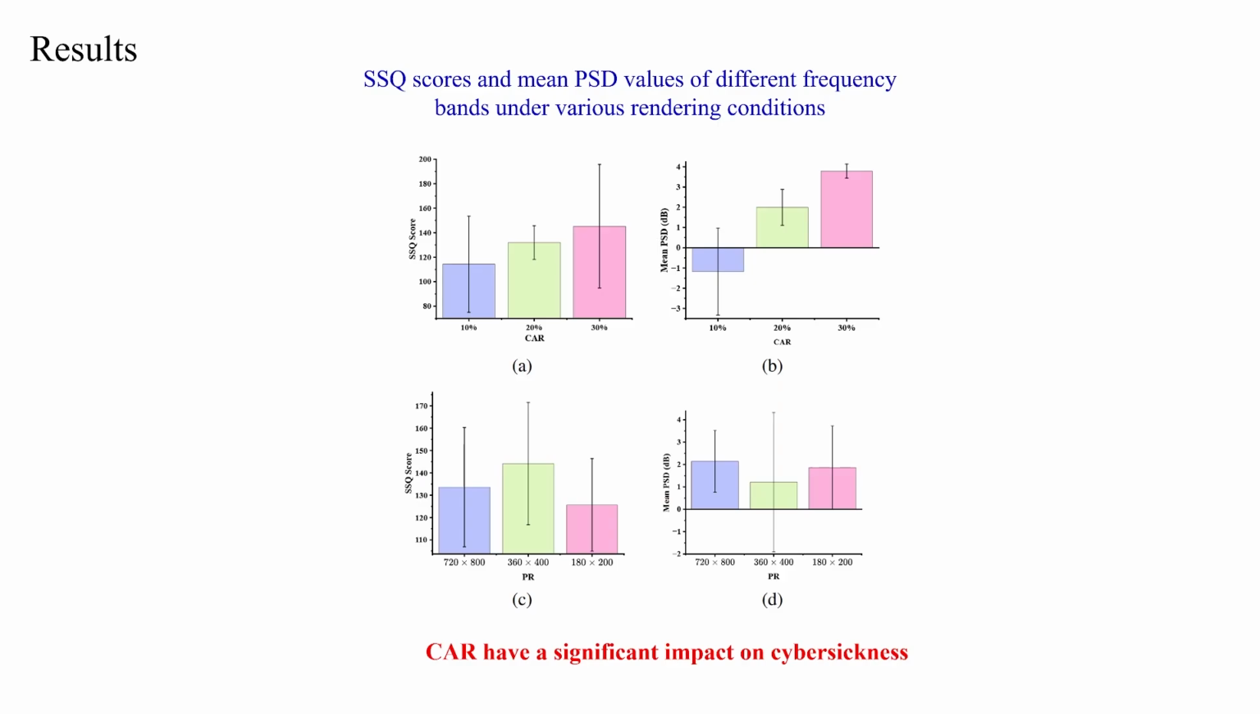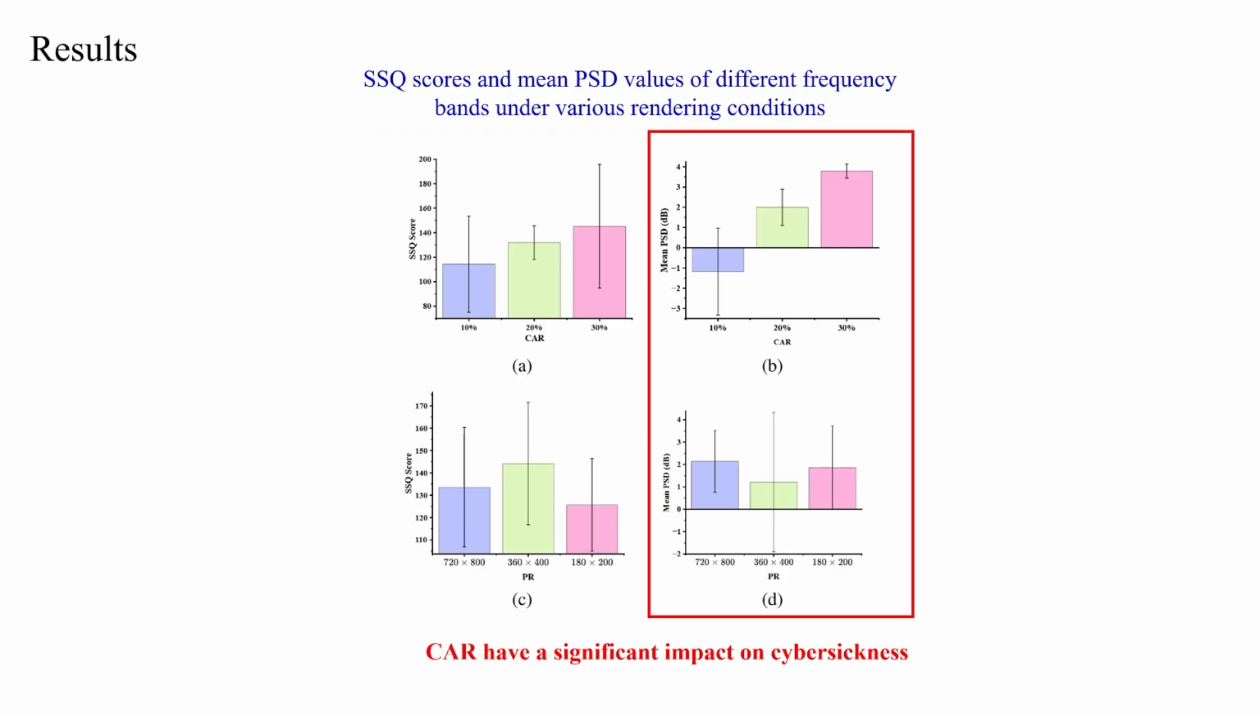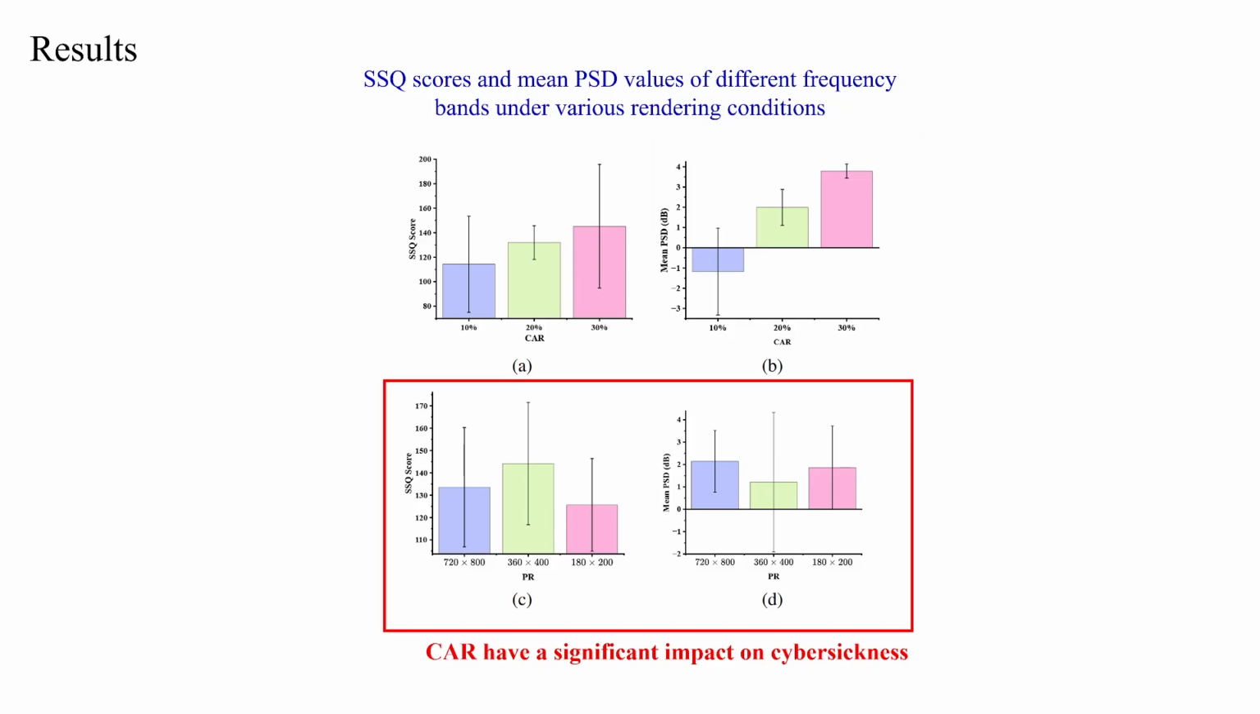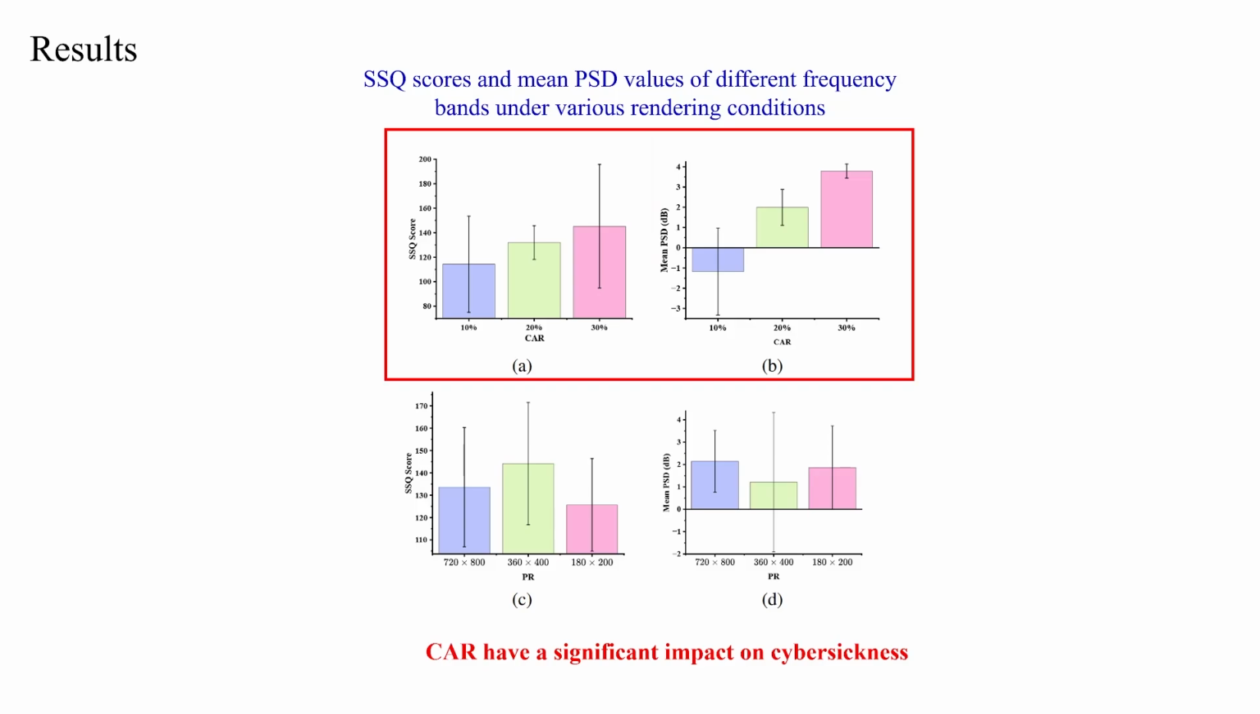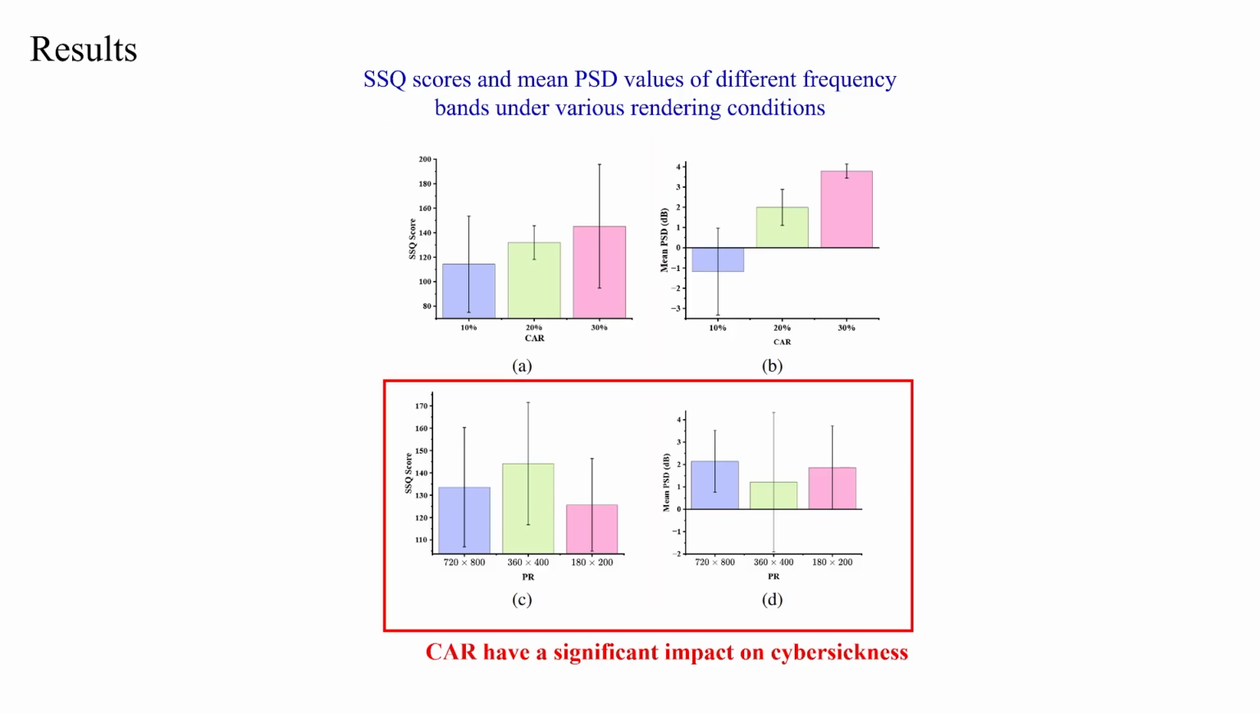This figure illustrates bar charts depicting the SSQ scores and PSD values under various CAR and PR settings. Our findings indicate that elevated CAR settings potentially induce more severe cybersickness, as consistently reflected in both SSQ scores and PSD results. Conversely, PR demonstrates little impact on cybersickness.